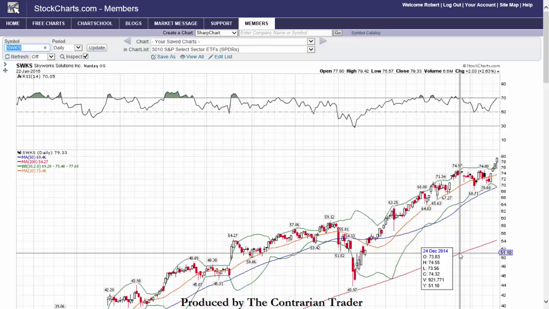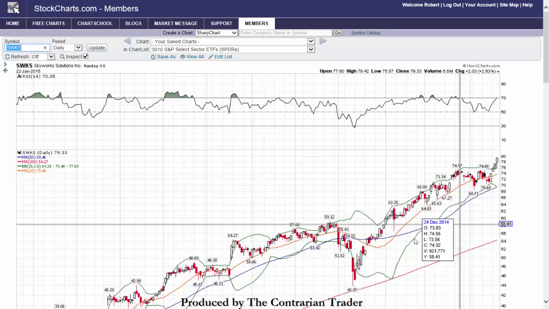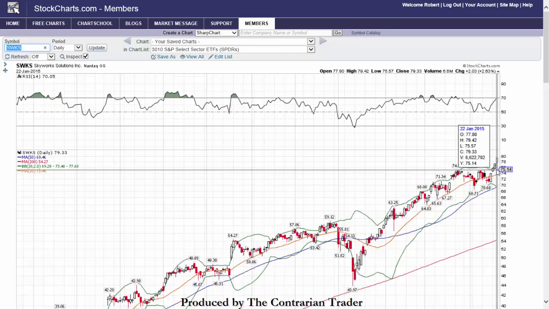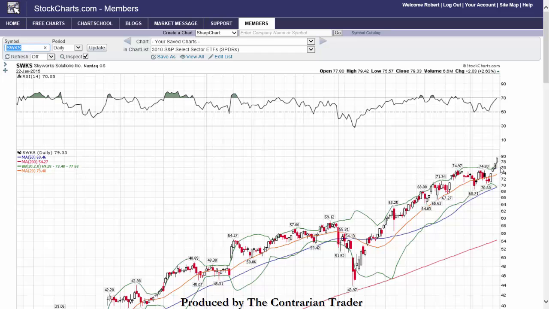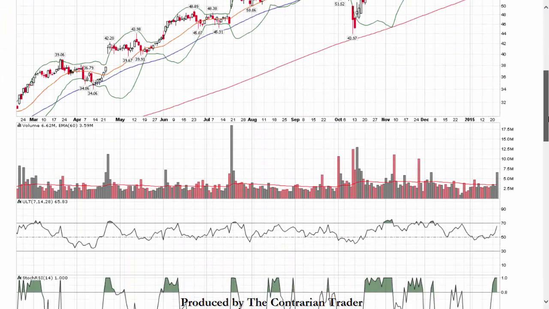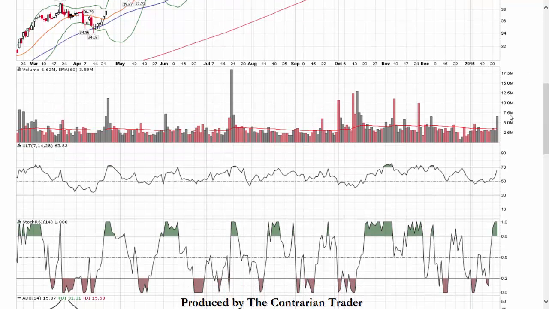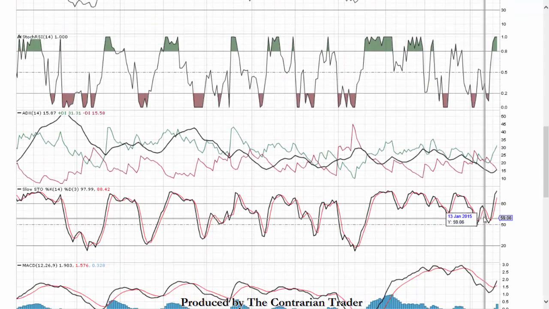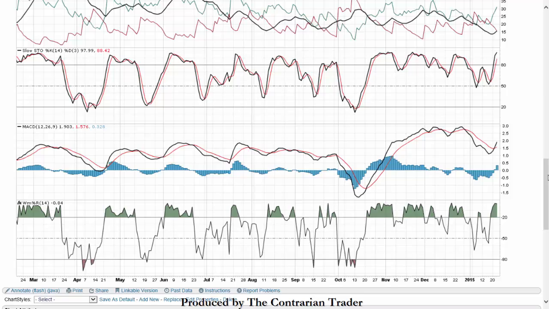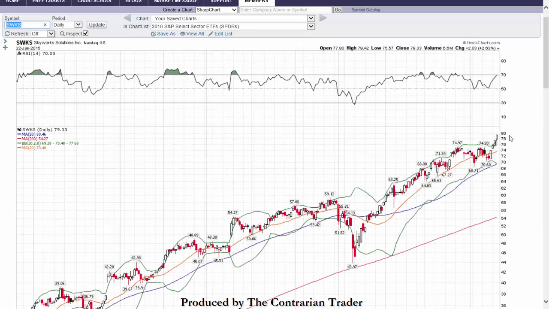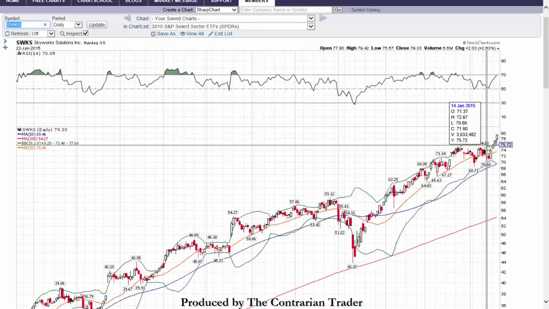Okay, SWKS, Skyworks Solutions. This is a daily chart, a very, very bullish key reversal today. I think that we can head higher and substantially higher. We have rising up volume bars. Oscillators are looking quite strong. The key with trading the stock, though, is that you need to be experienced.